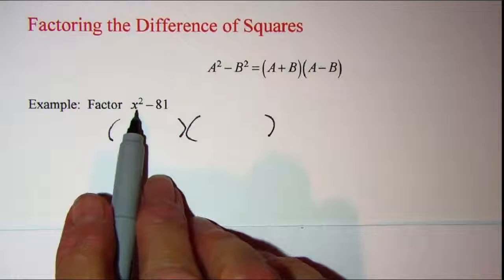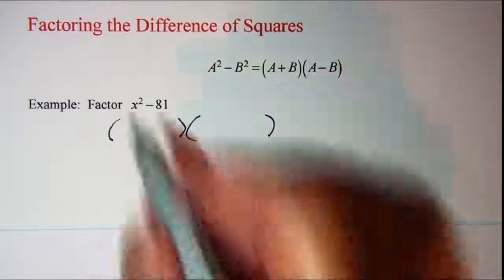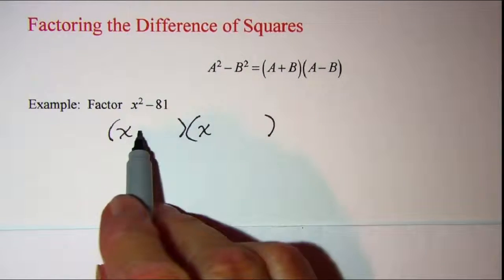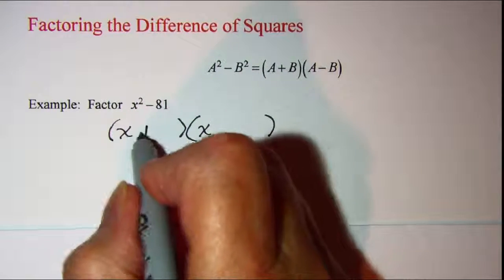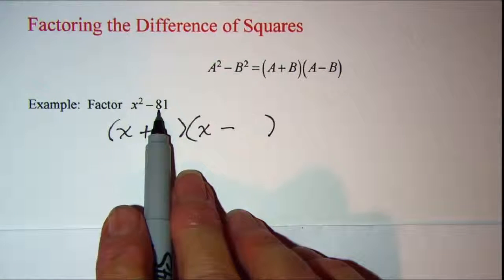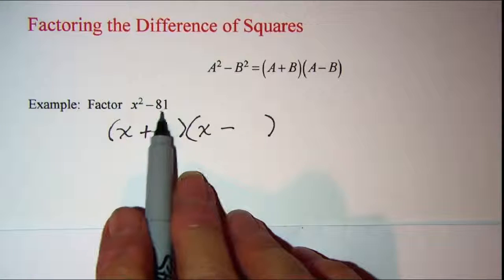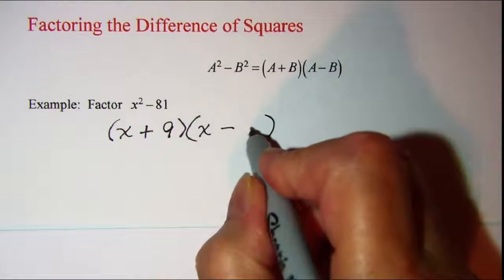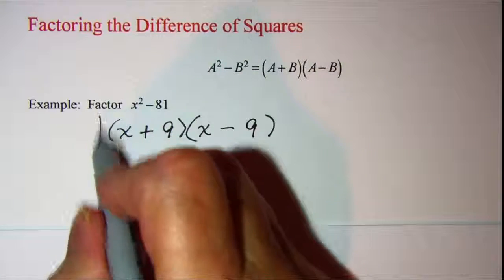The square root of x squared, I know is x. So I'll write that as the first term. And then one of these will be plus and one will be minus. And then the second term, the square root of 81 is 9. So I'll write that as the second term in both. And then I'm done.